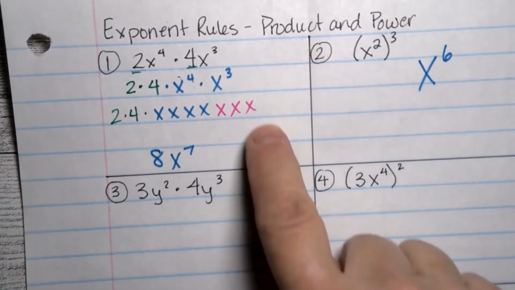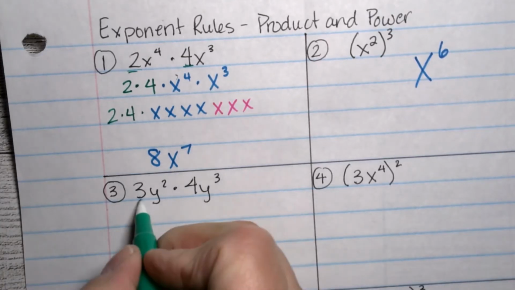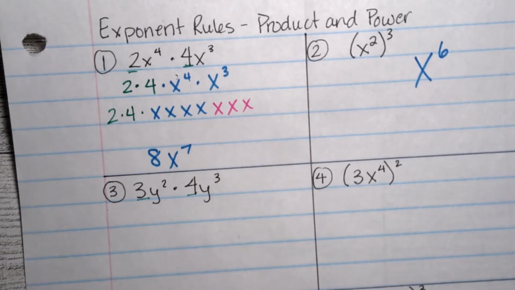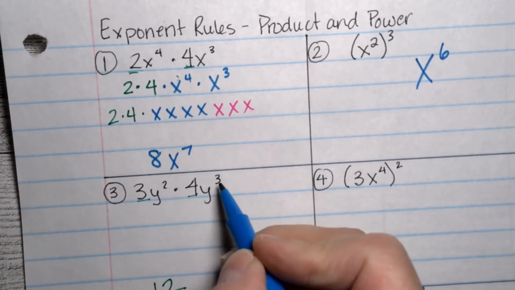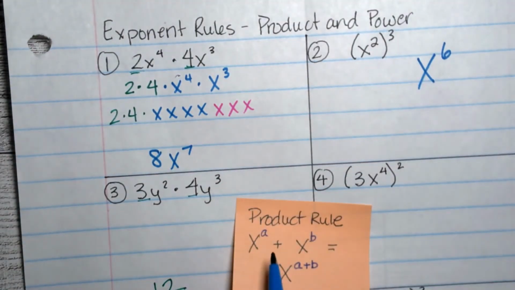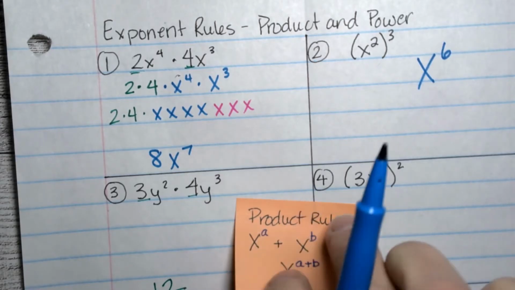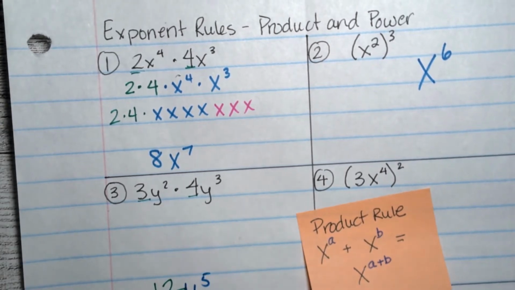All right, now number 3. Number 3 is very much like number 1, so I'm going to do it the same way. Multiply the numbers together first. 3 times 4, that is 12. Then do the y's. I have y squared times y cubed. The rule says that if you have 2 things that have the same base but different exponents, you add the exponents. So that's going to be y to the 5th.